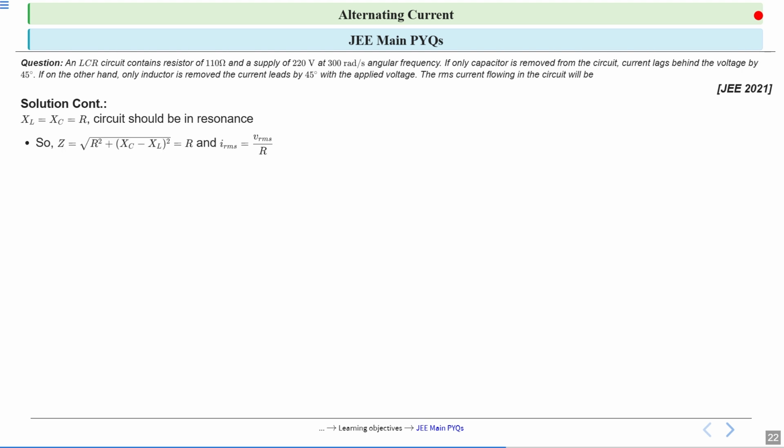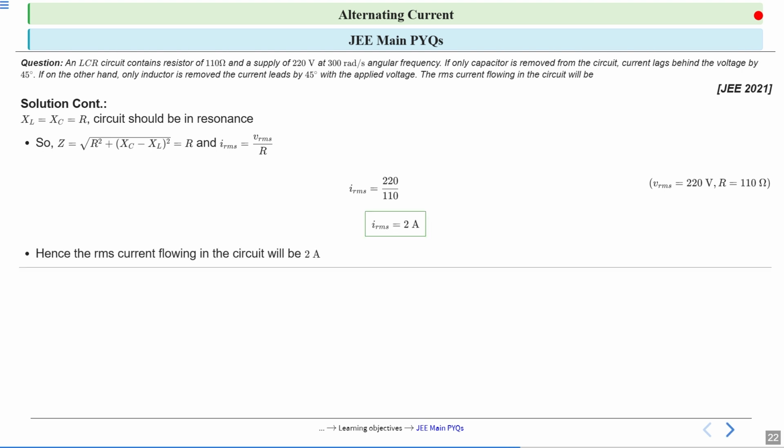So Z is equal to root R square plus XC minus XL whole square, equal to R. And IRMS is equal to VRMS upon R. Z becomes equal to R because XC equal to XL. XC minus XL will become 0. So IRMS will be equal to 220 upon R. R is 110 ohm. So IRMS will be equal to 2 ampere. Hence RMS current flowing in the circuit will be 2 ampere.